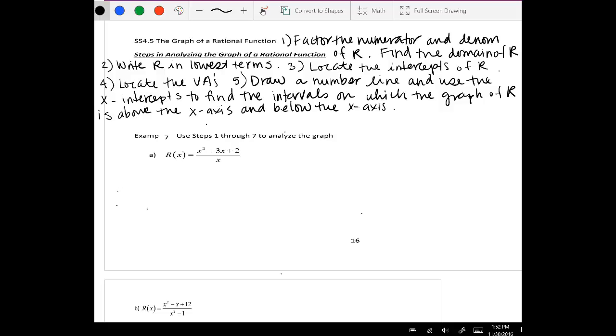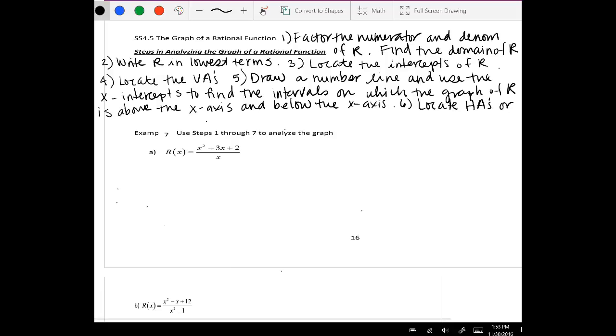Step number six, locate the HAs or OAs. So step six, locate horizontal asymptotes or oblique asymptotes. Not only do you have to locate these, this is something that's new.